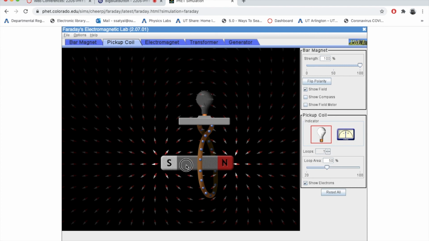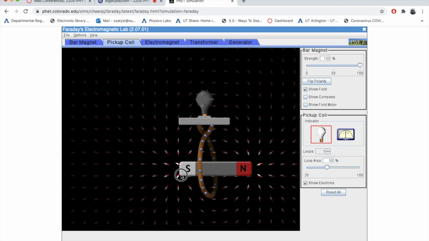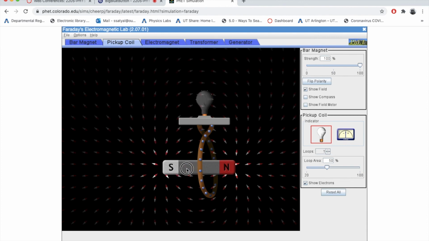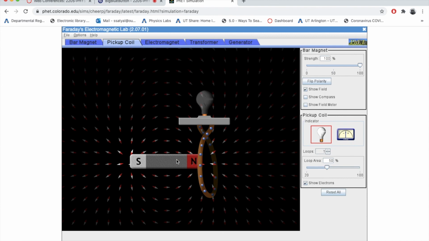Versus, let me move the bar magnet around to the left, to the right, and you see, whenever I am moving this bar magnet around, or whenever I'm changing the magnetic flux passing through the coil, there is induced EMF in the coil, which produces induced current, and hence the bulb lights up. But whenever the magnet is sitting there, there is flux passing through it, but that flux is not changing. There has to be a rate of change of flux in order for the EMF to be induced.